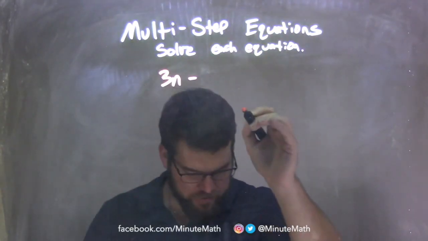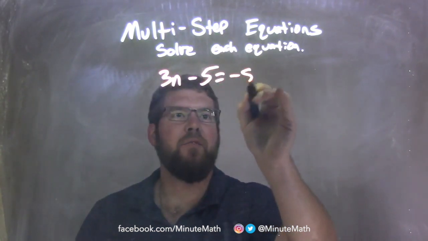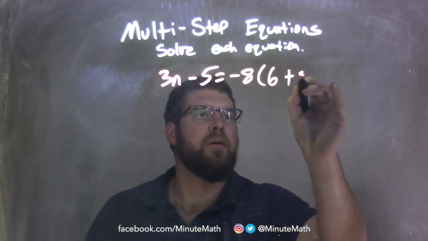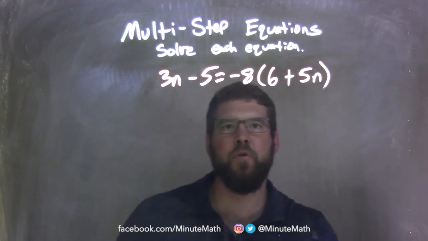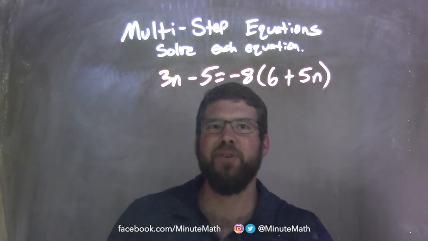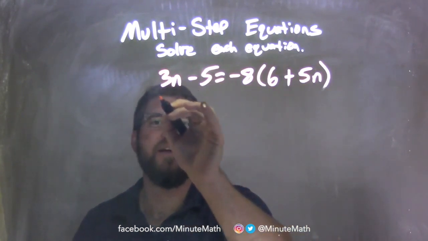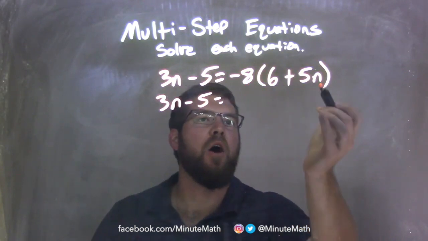3n minus 5 equals negative 8 times 6 plus 5n. Okay? Well, what I want to do first, first things first, is distribute, right? I'm first going to write the 3n here, so I'm going to write 3n minus 5 equals. But I need to distribute that 8 across here, right?